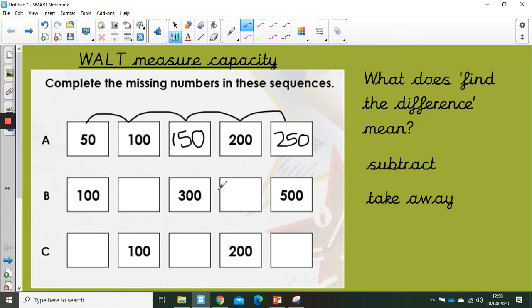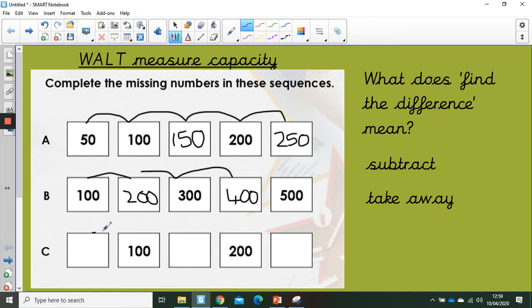Let's have a look at this one. The difference between 100 and 300 is 200. Half of 200, because we're looking at halfway in between, is 100. It's increasing by 100 each time. 100 and 100 is 200, 300. What's this one? If it's going up by 100 each time, that's right, 400.